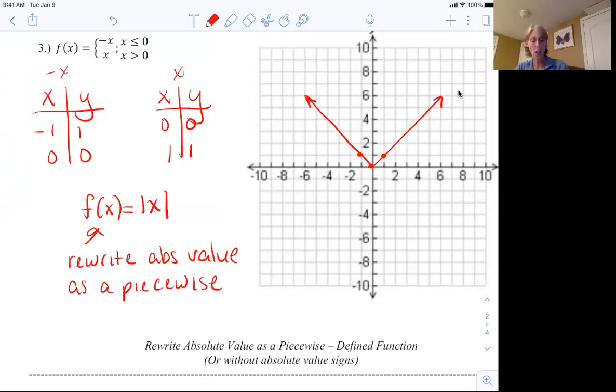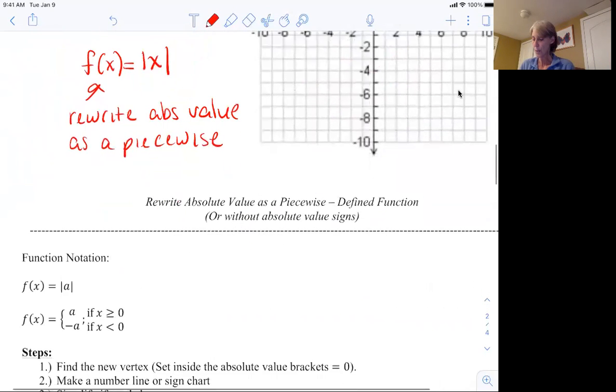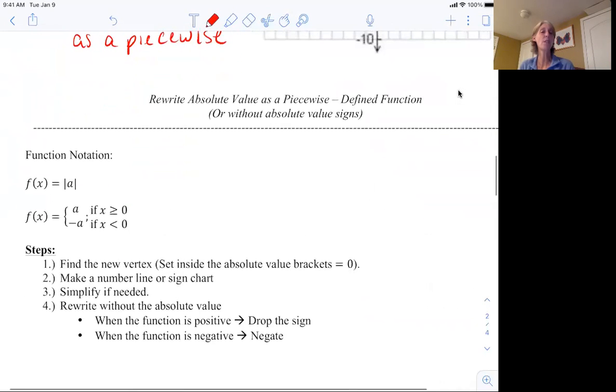And that's what we're going to talk about today, okay? And we use this in calculus often. We have to use this rationale. So, to rewrite an absolute value function as a piecewise defined function, or basically without absolute value signs, okay?